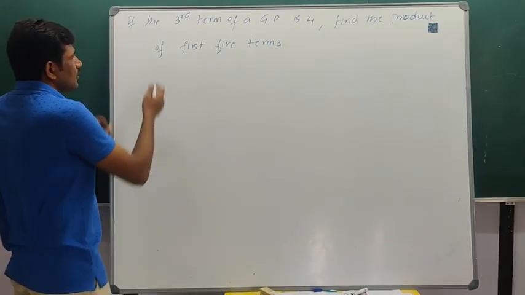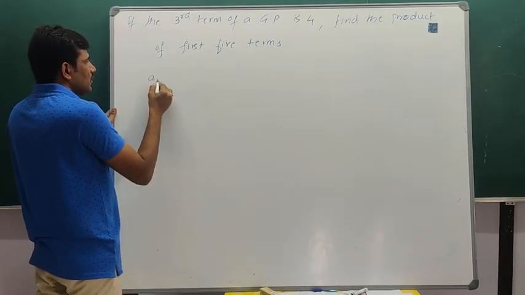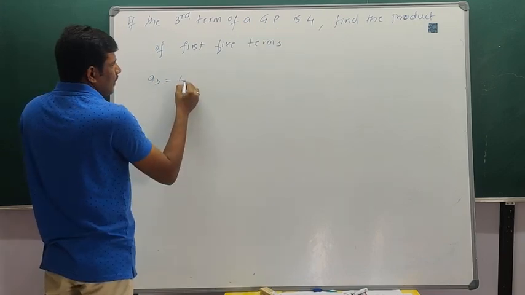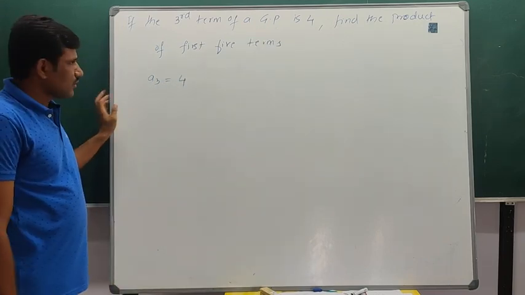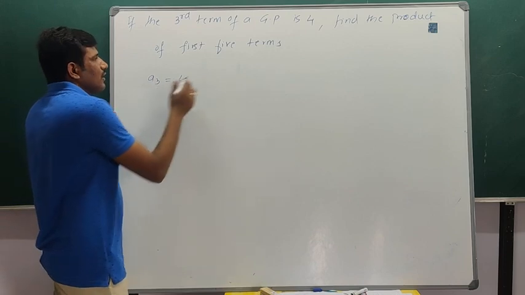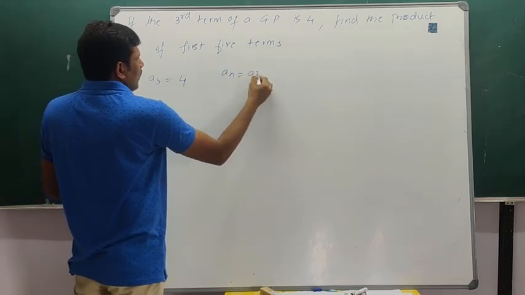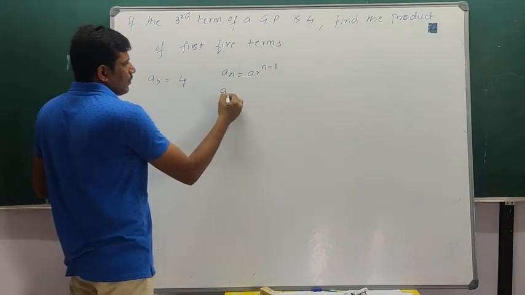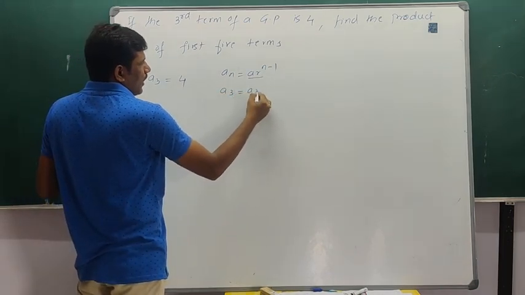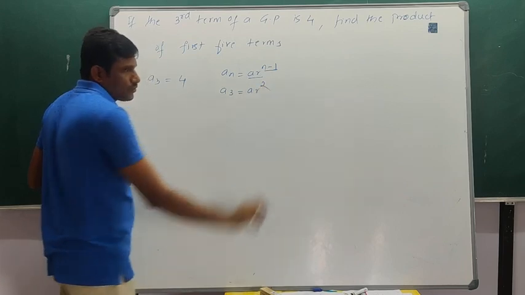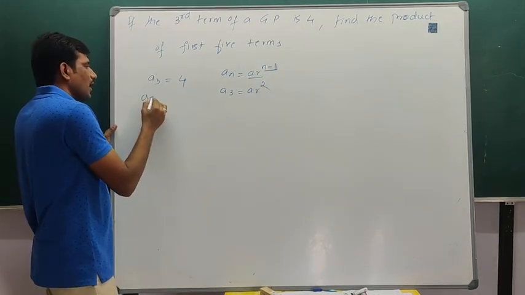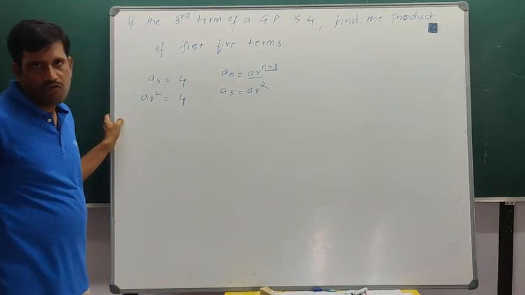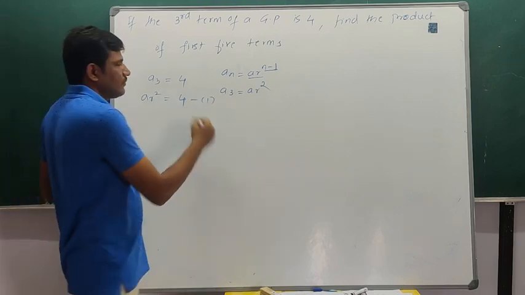So what is given? Third term. What is the third term? That is A3. A3 is 4. So the third term is A3. What is AN? AN is equal to AR raised to N minus 1. So put N is equal to 3 here. So A3 is equal to AR raised to 3 minus 1, which is 2. So therefore AR square is equal to 4. Let us take it as equation 1.